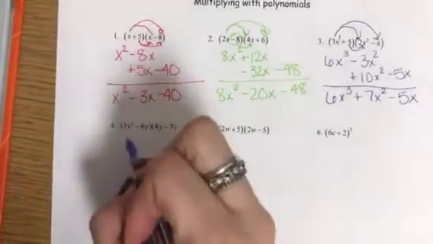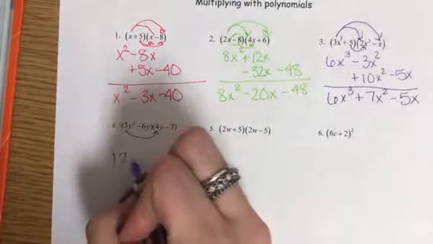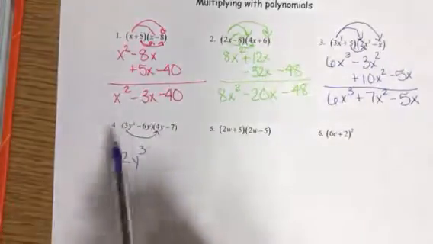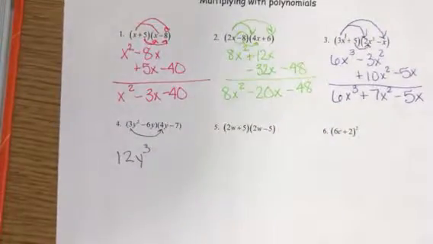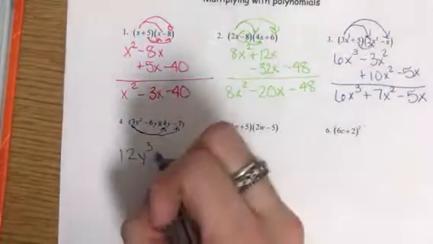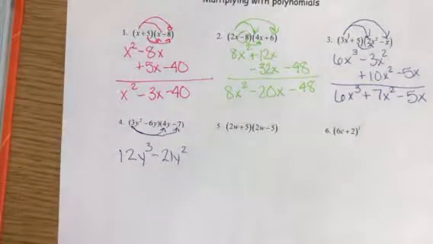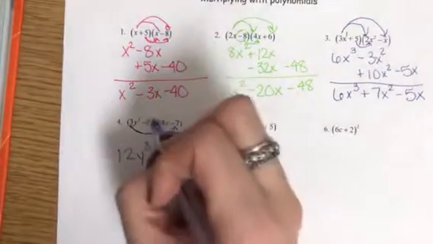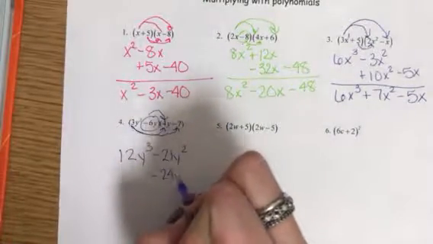Number 4, 3y squared times 4y gives us a 12y to the third. Again, it's sort of got that unique look to it. It doesn't feel quite the same way as the first two. Process is the same though. 3y squared times a negative 7 will give us a negative 21y squared. Negative 6y times 4y will give us a negative 24y squared.